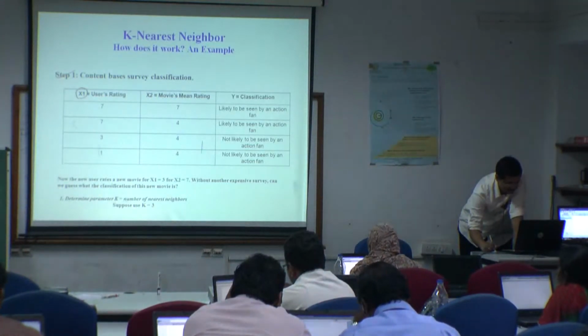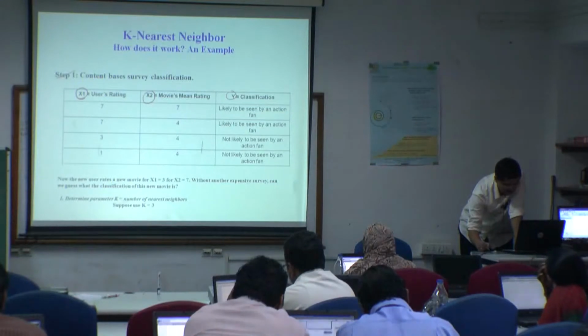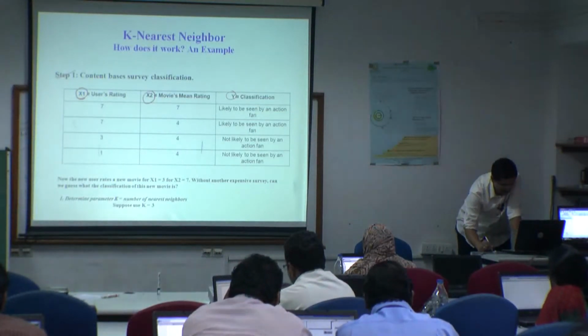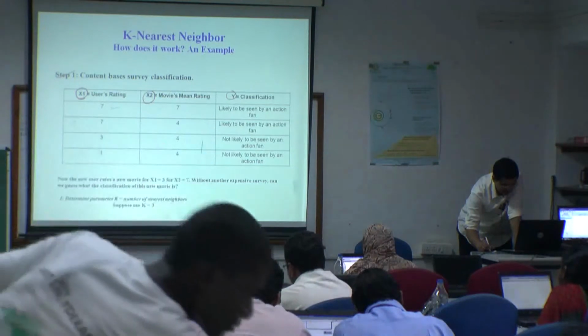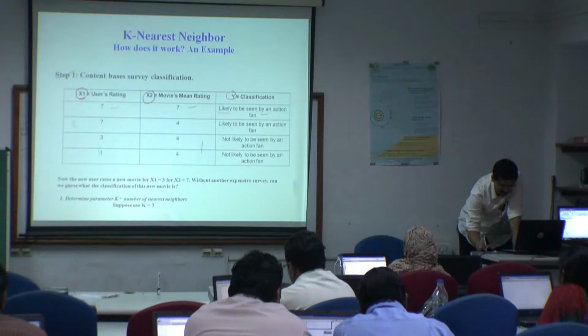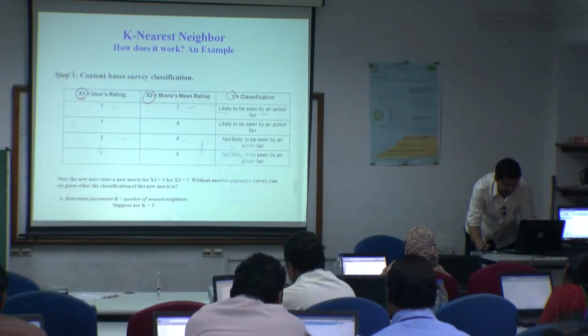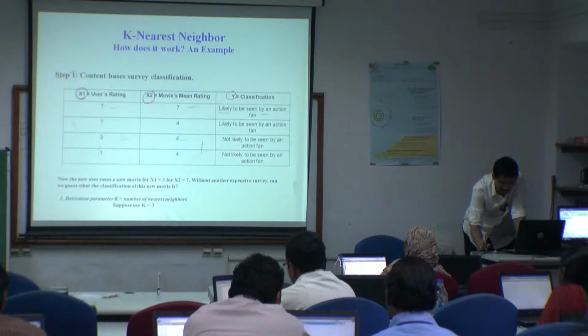So step 1 of k nearest neighbor based collaborative filtering for any given data set. Let x1 be the user's rating, x2 the movie's mean rating, and y the classification. If the user's rating is 7 and the movie's mean rating is 7, then the classification is likely to be seen by an action fan. If both are slightly different, then likely to be seen by an action fan. If both are low, like 1 or 4, then not likely to be seen by an action fan.